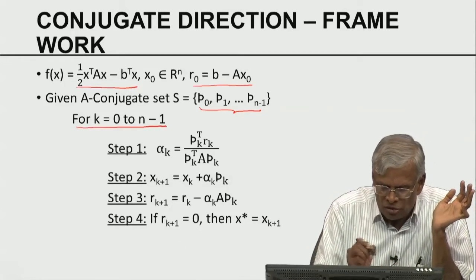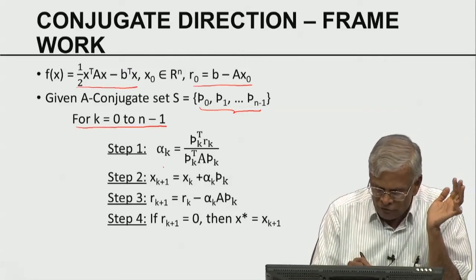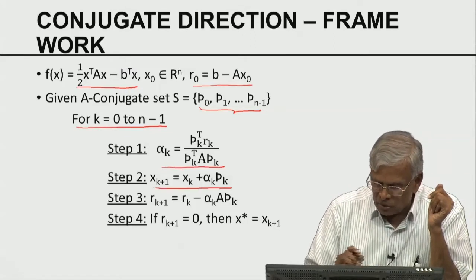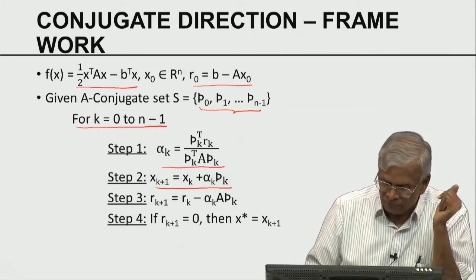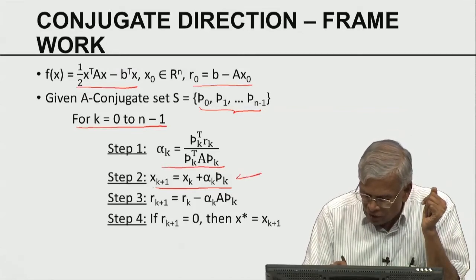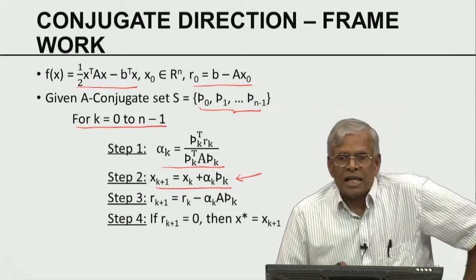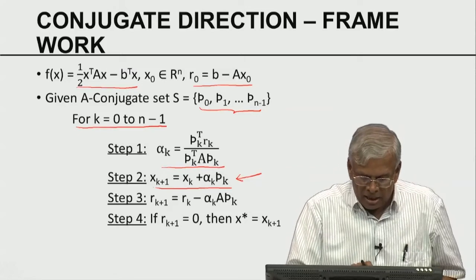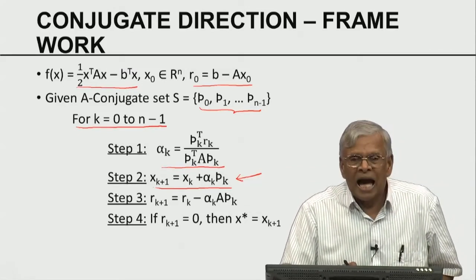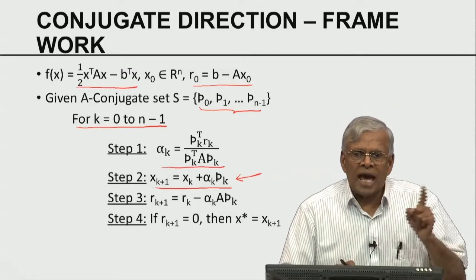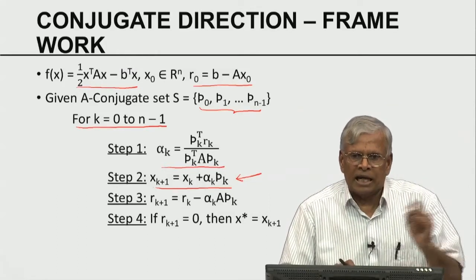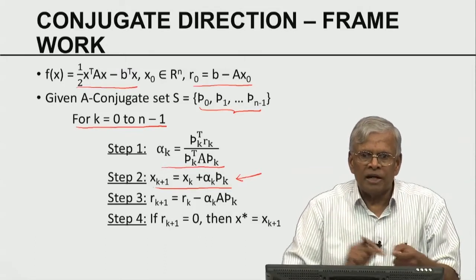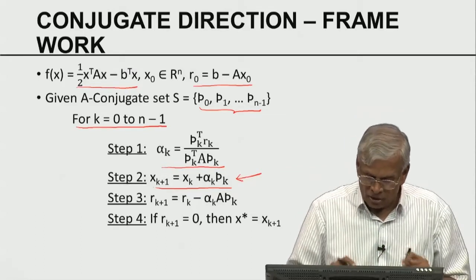For k running from 0 to n minus 1, step 1, find alpha_k using the formula that was given on the previous page. Compute x_{k+1} is equal to x_k plus alpha_k p_k. That means I am moving in the direction of the conjugate direction. I would like to remind you that this is distinct from what we did in the gradient method. In the gradient method, x_{k+1} is equal to x_k plus alpha_k r_k. So there we went in the direction of r_k, which is the negative of the gradient. Here I am going in the direction of the A-conjugate direction. So that is the primary difference between the two ideas. p_k is the conjugate direction.